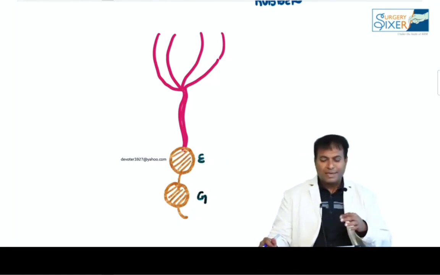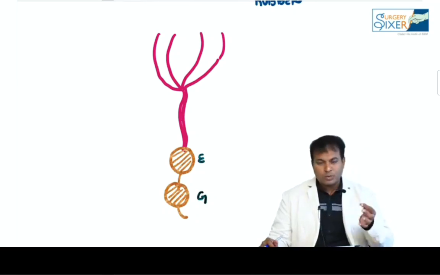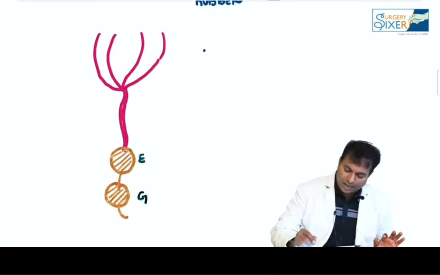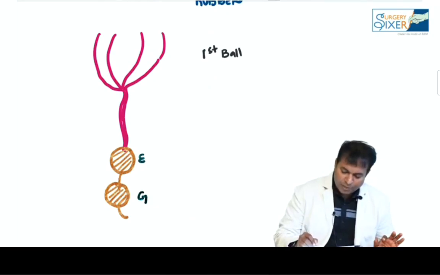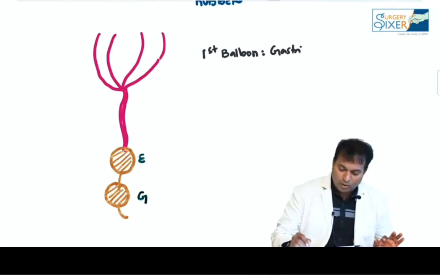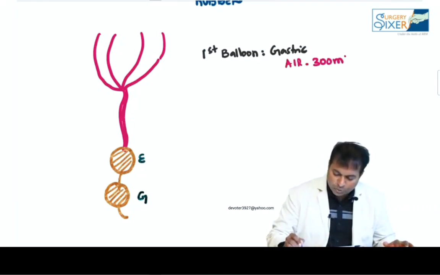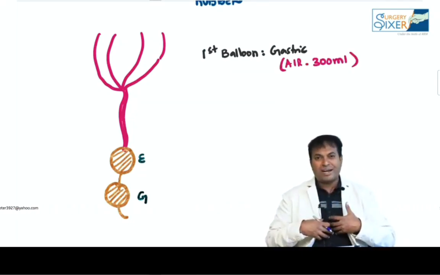Immediately insert the tube. It can be inserted through the nose or mouth. You can ask the patient to swallow the tube. Put the tube inside. I'm putting the MCQs on this side. The first balloon to be inflated is what? After you insert this tube, the first balloon to be inflated is the gastric balloon. Using what do we inflate this gastric balloon? Using air, up to 250 to 300 ml. Once it is inflated, then you pull and see the tube.